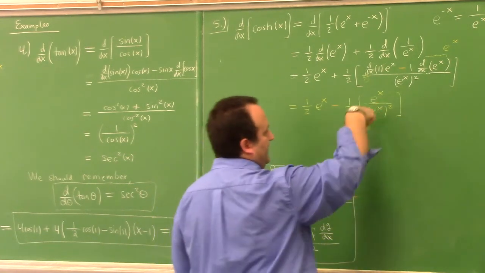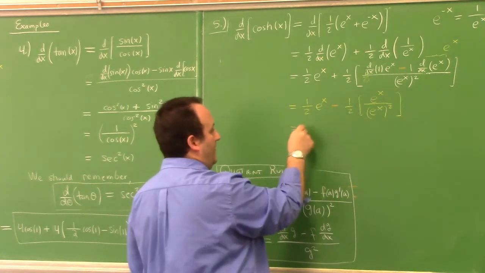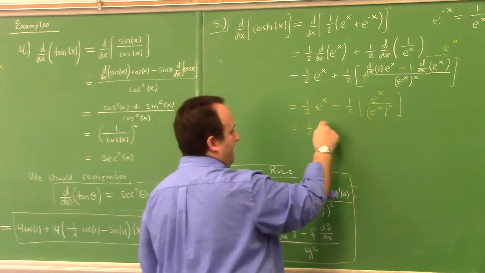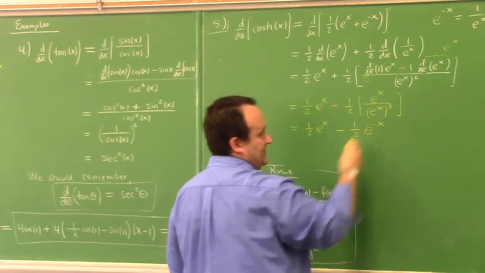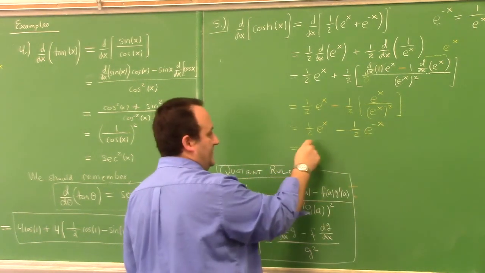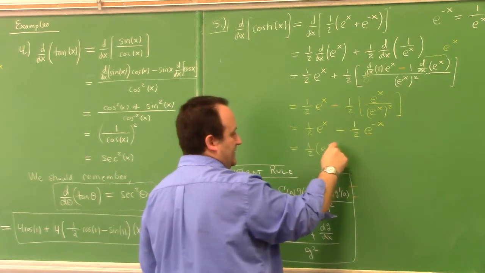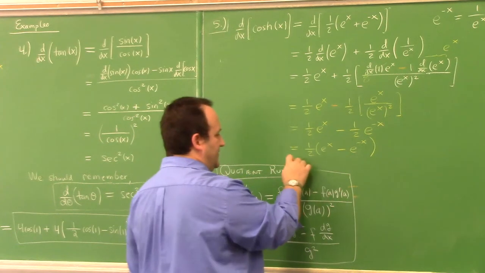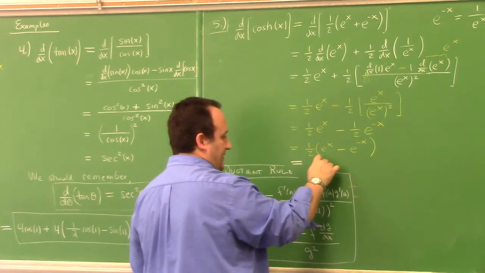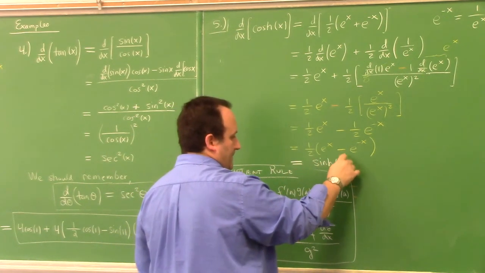And then, of course, this is actually what? That's e to the minus x again, right? And so if you look at that, that's 1/2 e to the x minus e to the minus x. And you may or may not know this, but by definition, that is hyperbolic sine of x.